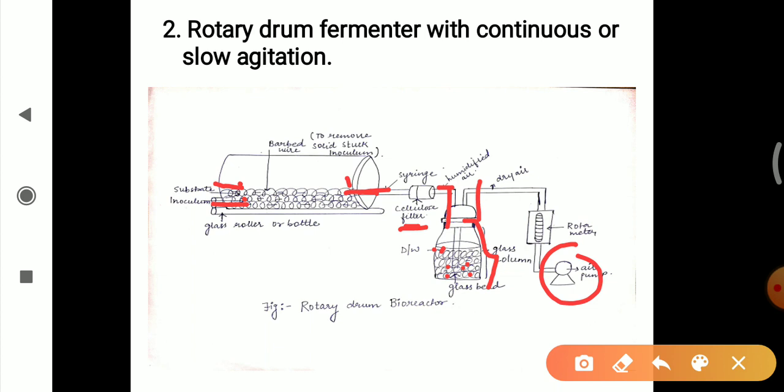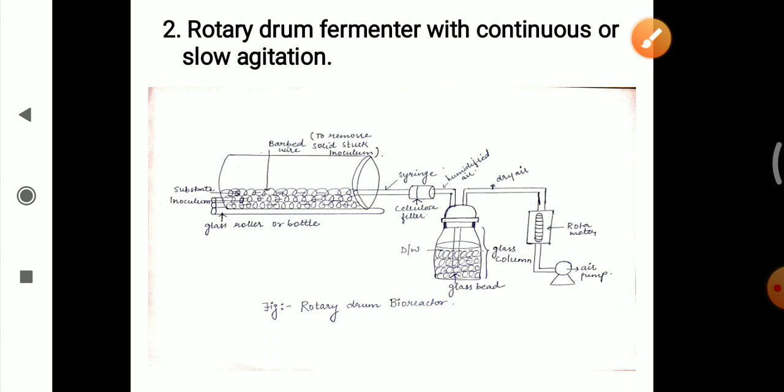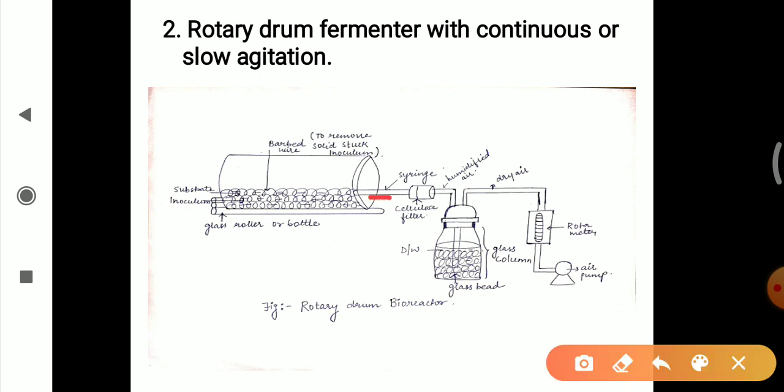This is the syringe through which air is inserted inside the roller bottle, so aeration is provided. And there is also a barbed wire that will remove solids that have stuck and formed. This is all about the rotary drum fermenter with continuous or slow agitation.